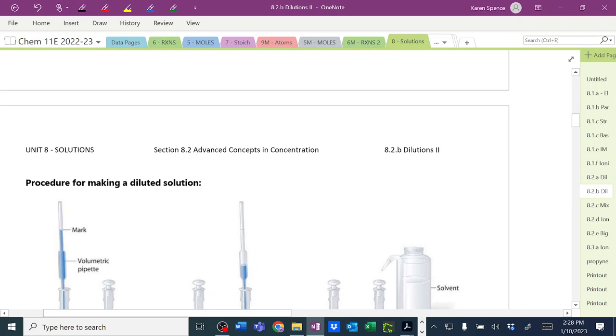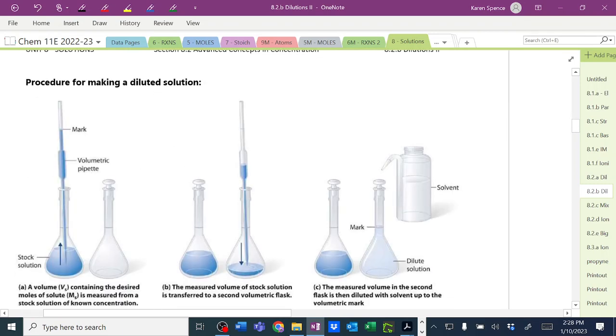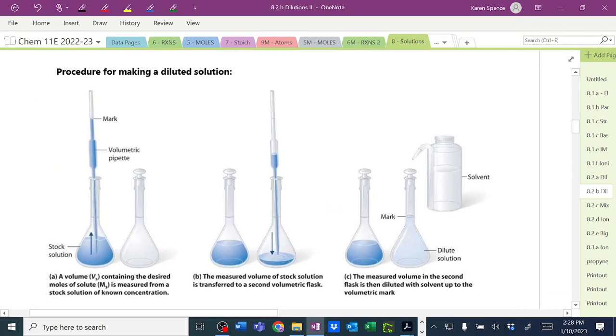So here is a procedure for making a diluted solution, and I think probably we won't get to this today, but tomorrow I will give you a chance to actually do this. Oh no, not tomorrow because you're writing your test tomorrow. I'll give you an opportunity on Thursday to actually do this, okay?